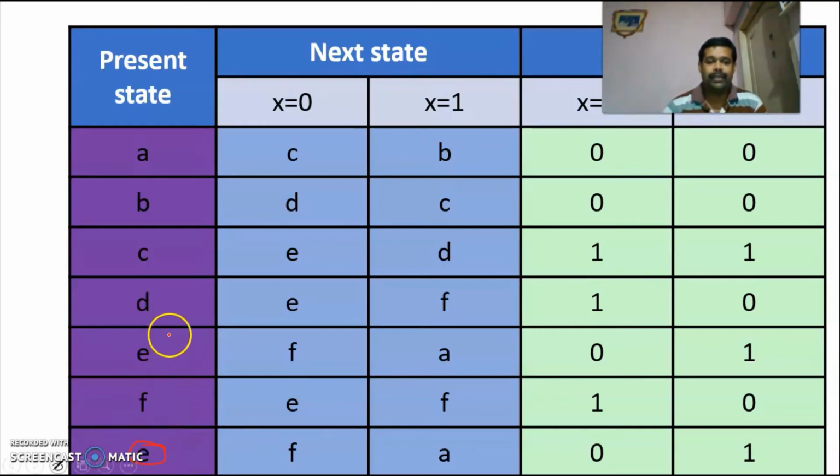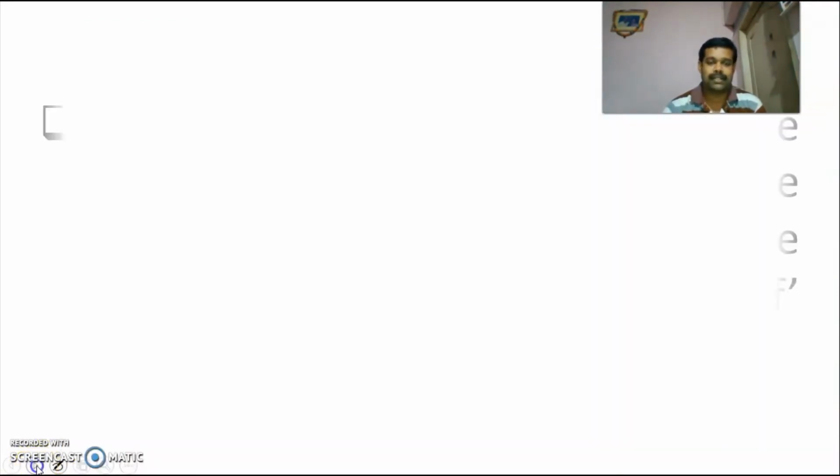So we are having 2 E. We need to take only one. One E is enough and we can reduce one state. So we'll be having A, B, C, D, E and F. From 7 states we are reduced to 6 states.